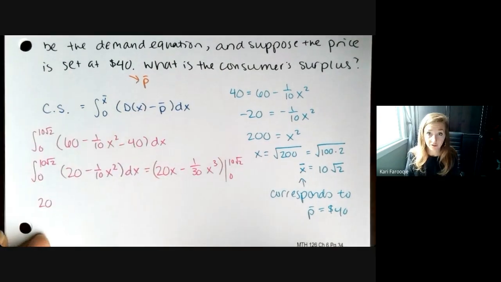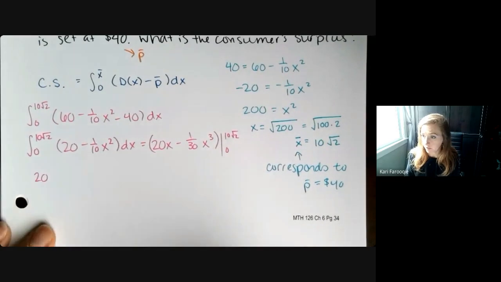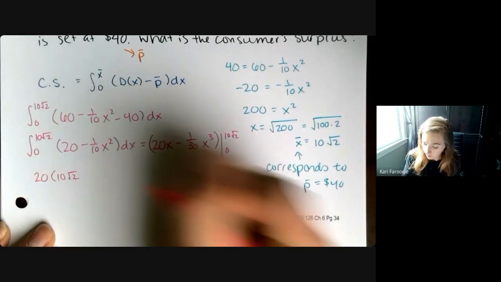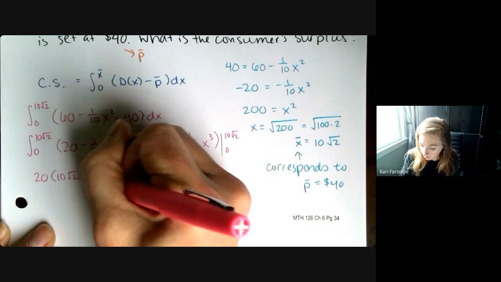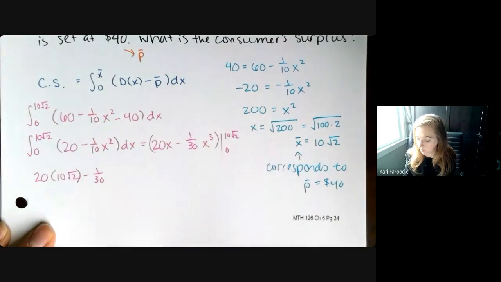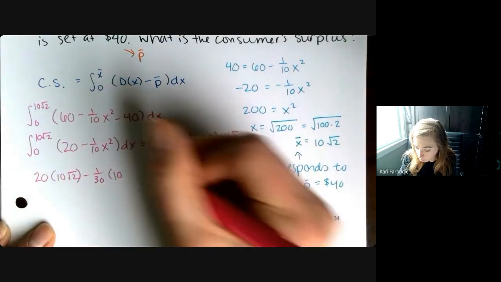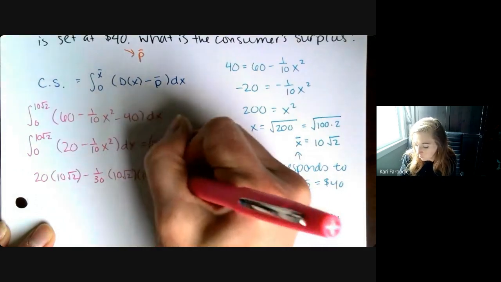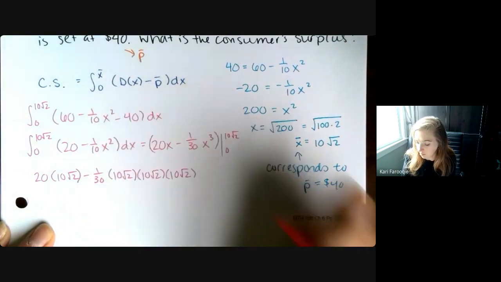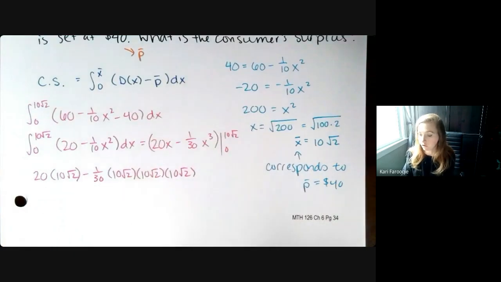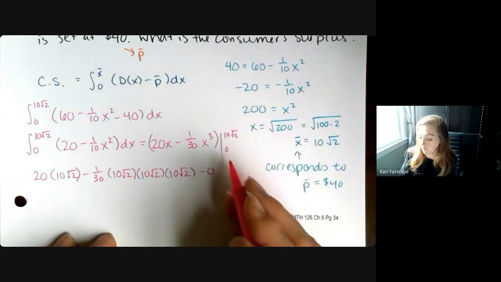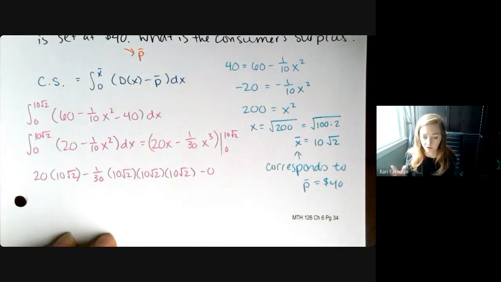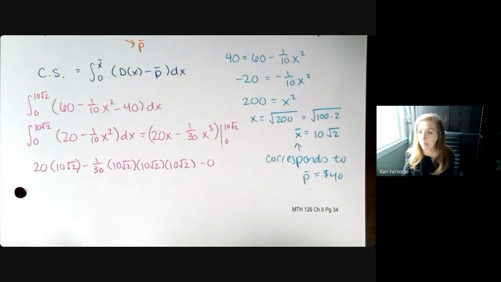Okay, so let's use the FTC now to evaluate the definite integral. So I have 20 times 10 root 2 minus, oh, I need my parenthesis there, 1/30, and then 10 root 2 cubed. I kind of want to just multiply this out 3 times because I feel like it's going to make the math a lot easier. So instead of using that cube notation, I'm just going to cube it by multiplying it out. And then, of course, my lower limit is going to be 0. I didn't forget about it. It's just not going to really matter to me in this case.